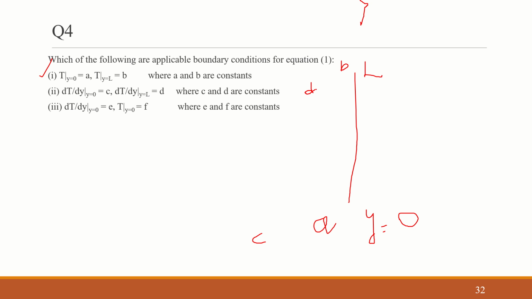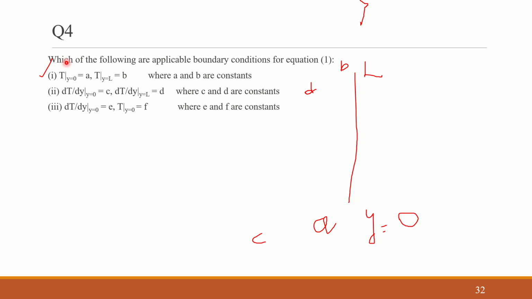Mostly at least one condition should be the value of the variable. Mostly both conditions would not be specified as gradient conditions. For example, in statement 2, dT by dy at y equal to 0 is given and dT by dy at y equal to L is also given. Both boundary points would not be preferred to have gradient values, because it won't give us unique solutions. That is the reason. And the third one: dT by dy at y equal to 0 is E, and T at y equal to 0 is F. Again, what is the mistake here? Can anyone identify? Both the conditions are at y equal to 0. So it is not applicable.